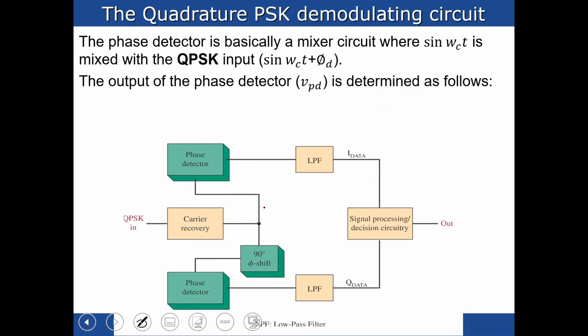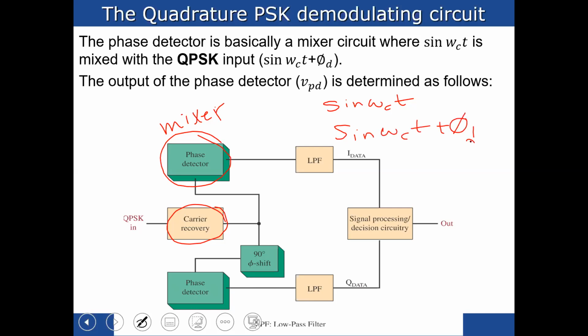Usually the phase detector here is just like a mixer. It behaves as a mixer, mixing between 2 signals: sine omega CT, which is coming from your carrier recovery, and your modulated signal, which is sine omega CT plus phi D. The phi D term indicates that the carrier frequency has been shifted in phase, which is to be expected for phase shift keying data.